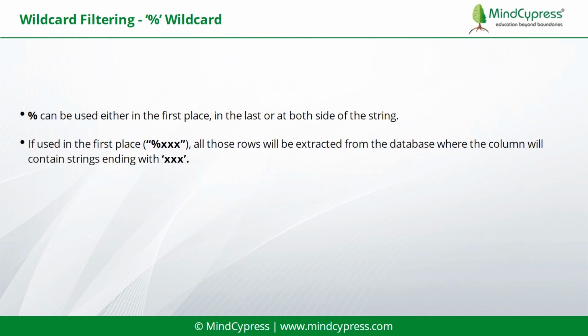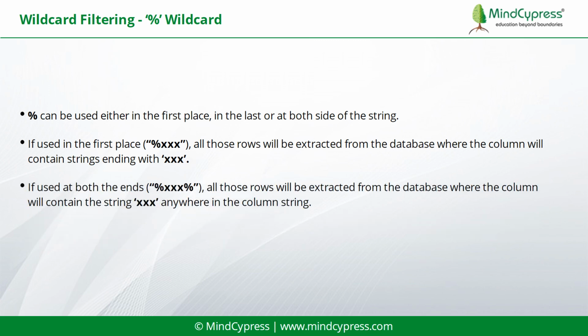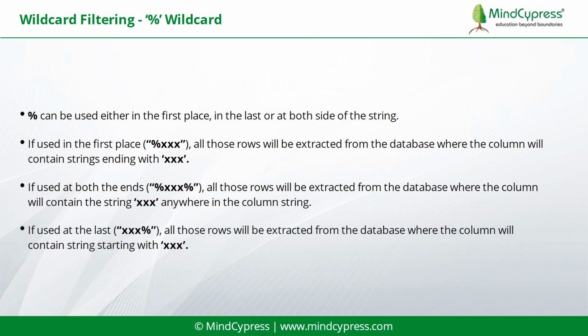% can be used either in the first place, in the last, or at both sides of the string. If used in the first place, %XXX, all those rows will be extracted from the database where the column contains strings ending with XXX. If used at both the ends, %XXX%, all those rows will be extracted where the column contains the string XXX anywhere in the column string. If used at the last, XXX%, all those rows will be extracted where the column contains strings starting with XXX.